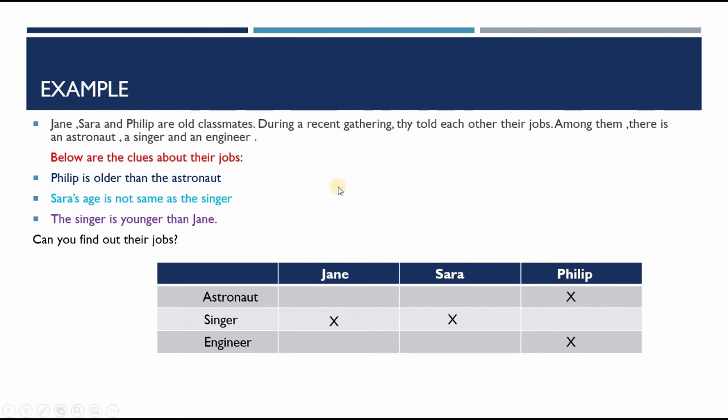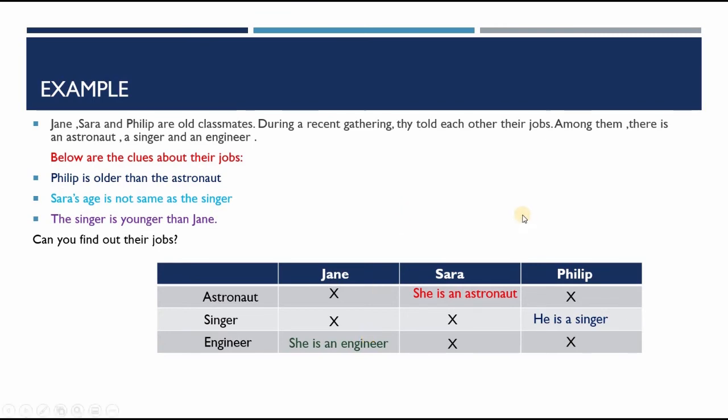So if Philip is the singer, then Philip is younger than Jane, right? And also, Philip as a singer is older than the astronaut. So if Philip is younger than Jane and is older than the astronaut, Jane cannot be an astronaut, right? So Jane is not the astronaut, Jane is not the singer, therefore Jane should be an engineer. And therefore Sarah should be an astronaut.